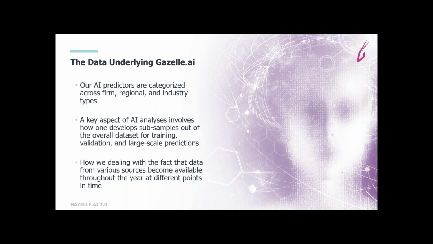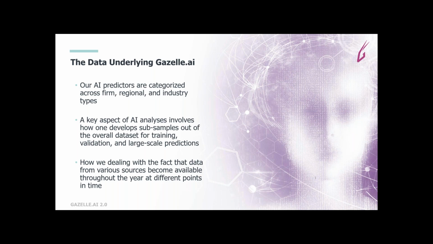Because the data from various sources becomes available throughout the year at different points in time, we have to perform what we call a lag 1 versus a lag 2 analysis. The basic idea is early in the year, when the government has not yet released information for the previous year, we have to go farther back in time to predict for the time period of interest, say 2020 to 2021.